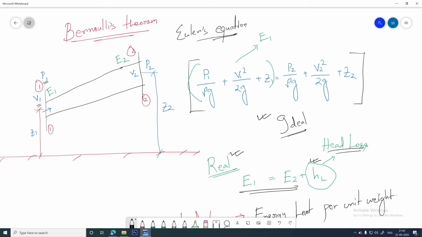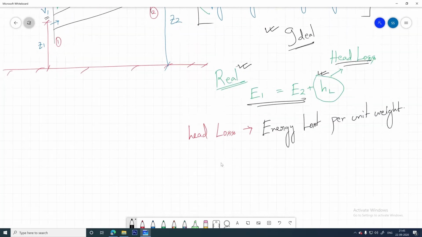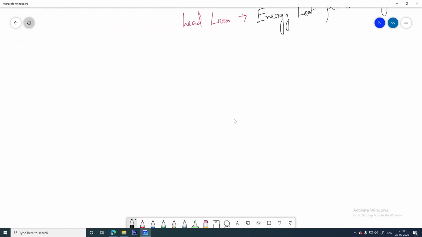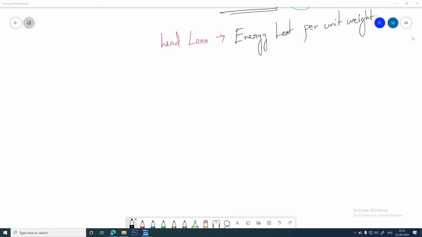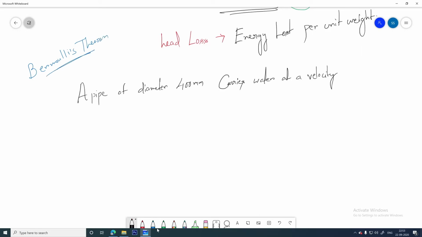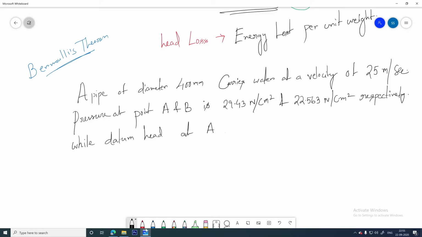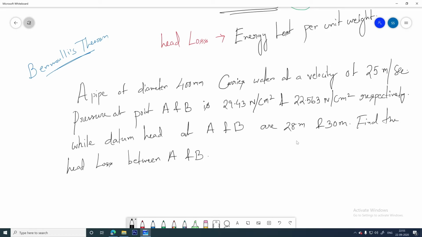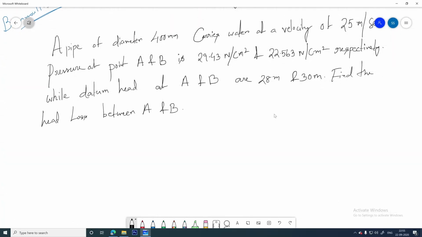So okay, now we will solve some numericals on the basis of this Bernoulli's theorem. Let us start. It will be better if we can solve a numerical based on this Bernoulli's equation. So let us solve a numerical. This is the numerical that we are going to solve.